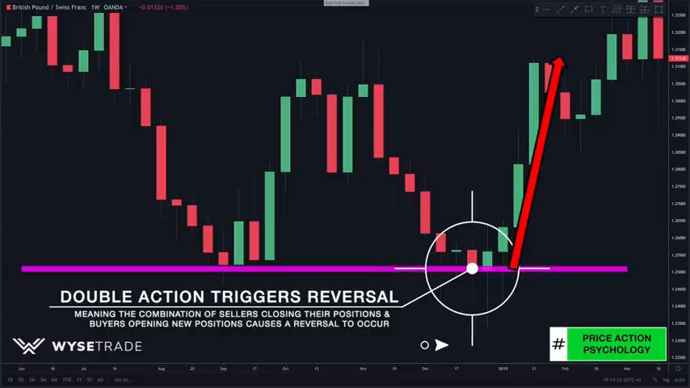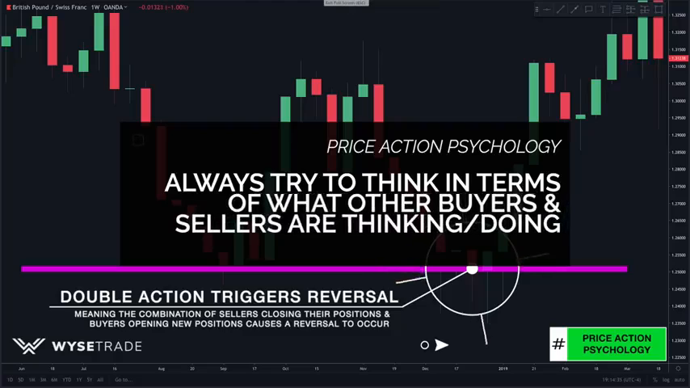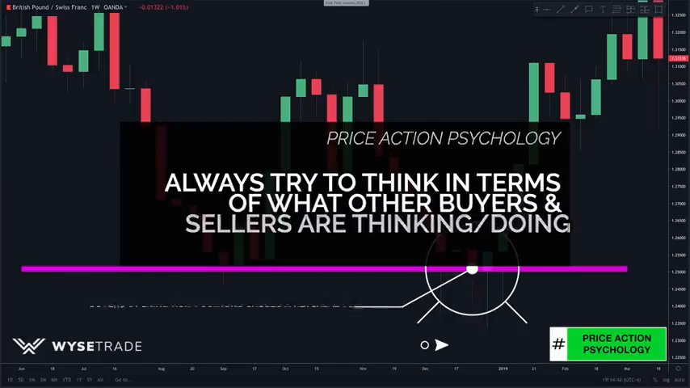This is a very important takeaway. You should always try to look at price action in terms of what other buyers and sellers are thinking and doing, and use that in combination with your trading decisions.